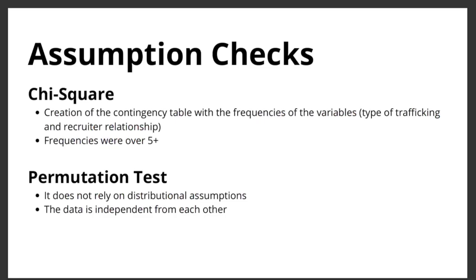Assumption checks. The assumptions for the chi-square test were met since a contingency table was created with the frequencies of the variables type of relationship and type of trafficking. The permutation test does not rely on a distributional assumption about the data, but the variables should be independent of each other. This means that one variable does not influence the other.